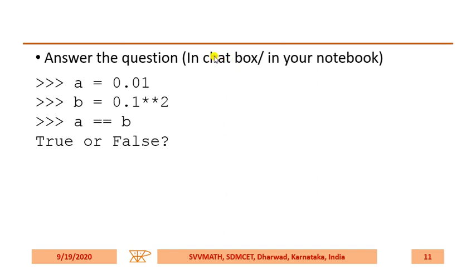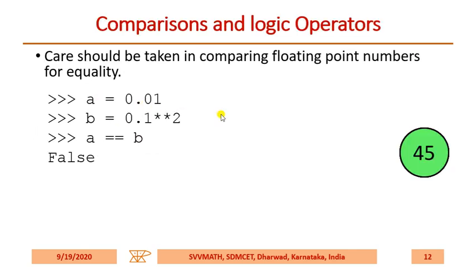Answer the question. Take a paper and pen and write it in your notebook. a equal to 0.01, b equal to 0.1 exponential 2. a equal to b, is it true or false? Use your calculator and do it. The answer will be false. Why? Try to understand, it's very interesting.